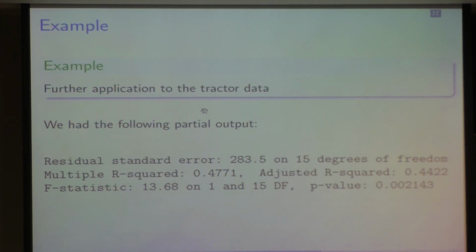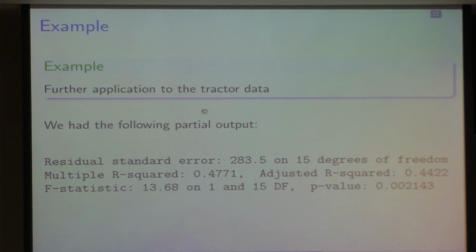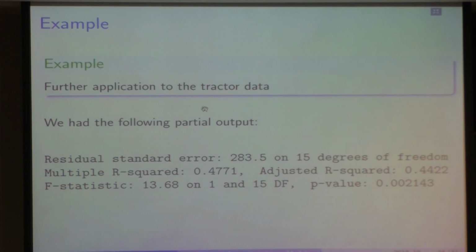Okay, let's look at a little bit more R output. So, in Tuesday's lecture, I introduced this data set of tractors with their ages and maintenance costs, and we fitted a linear model to that data set. So some of the output looked like this. This is just a small part of it. And one of the things it gave us was the residual standard error. And you'll see that it says it's 283.5.